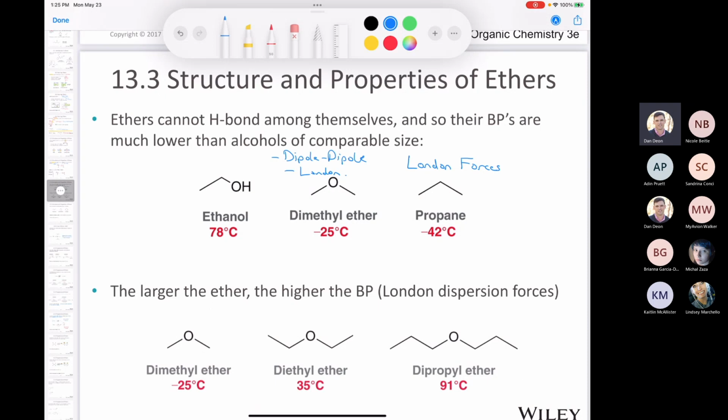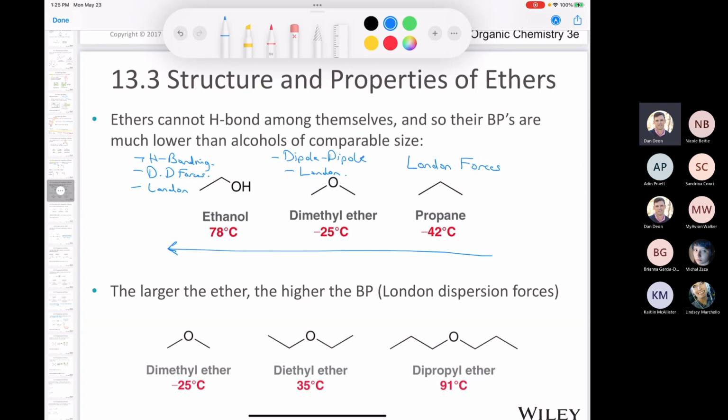Then you get up to ethanol, and ethanol experiences hydrogen bonding. It experiences dipole-dipole forces. Let's call it DD forces. And it also experiences London forces. And so, again, that's why we see the trend that the boiling points increase as intermolecular forces increase.